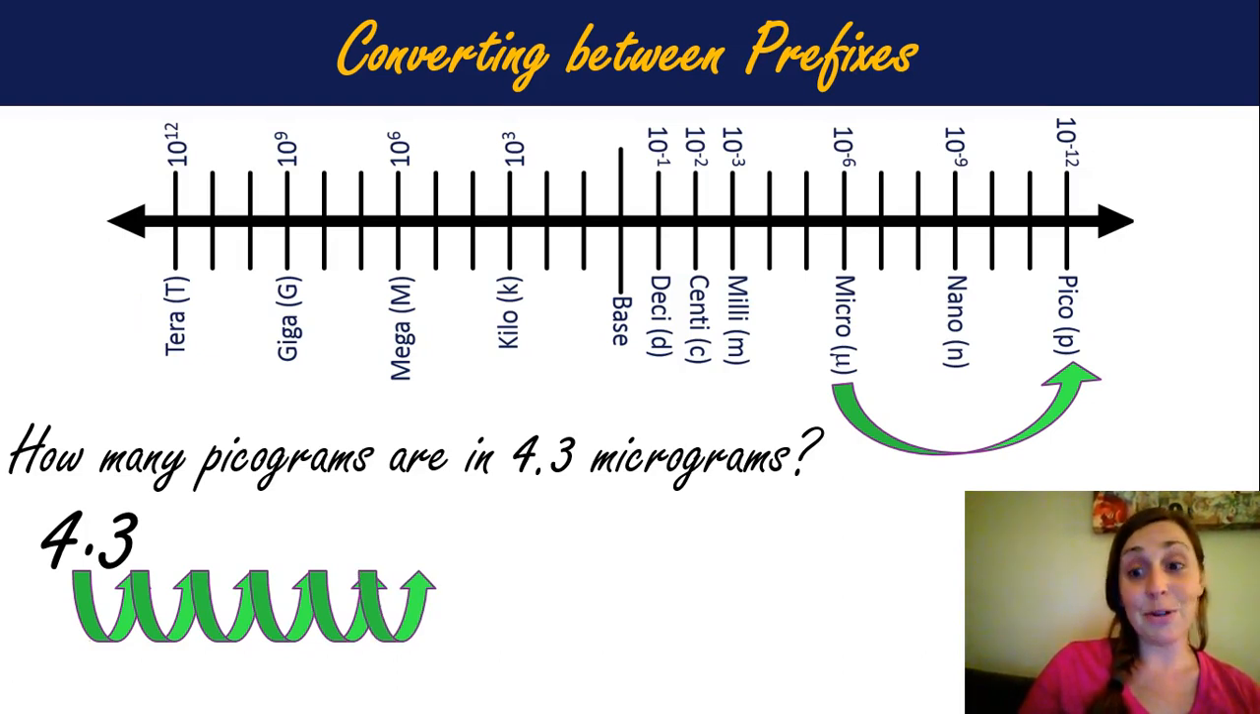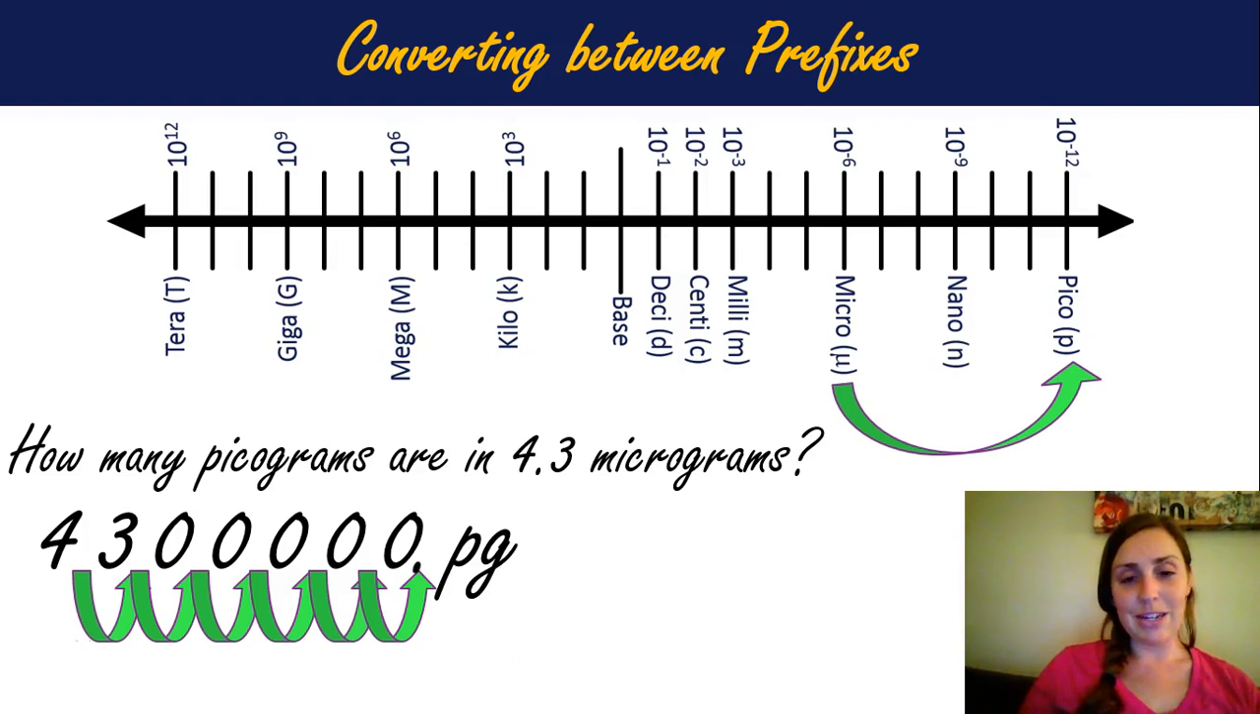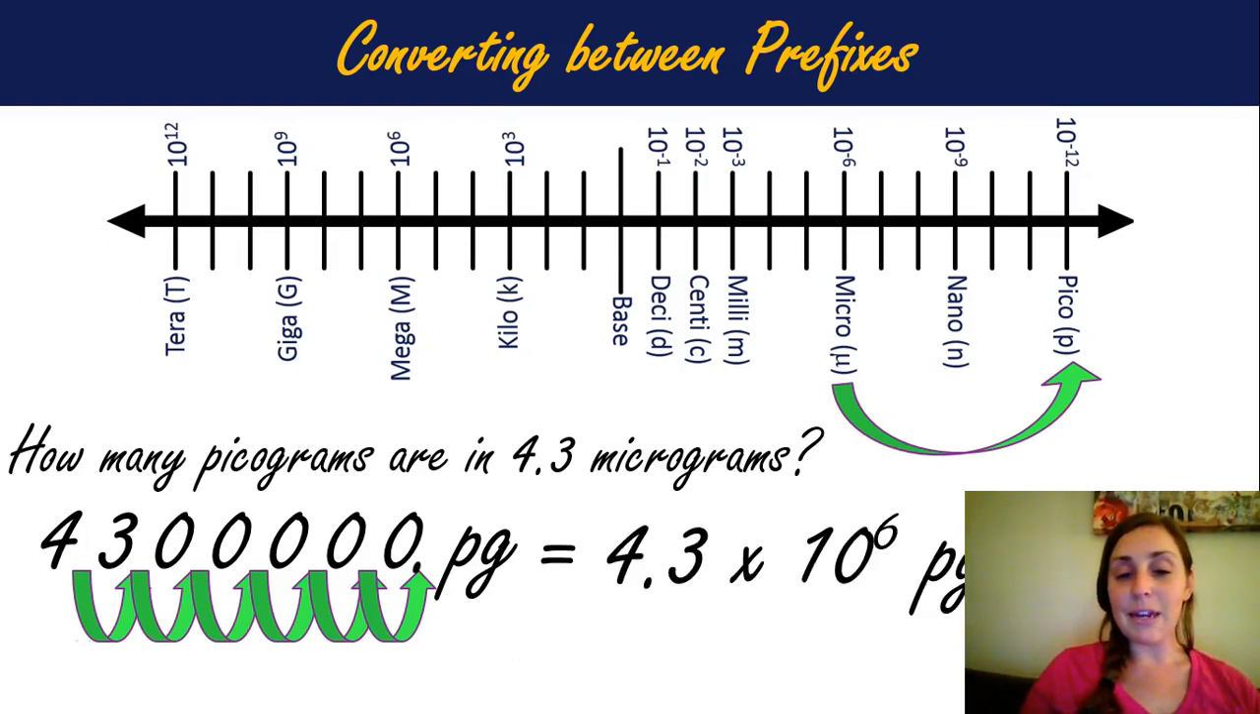All right, now here's a pretty sweet animation for you. And then fill in the rest with zeros. All right, this looks great, but you know I want my answers in scientific notation, and you need a unit. So it's going to end up being 4.3 times 10 to the 6th picograms.